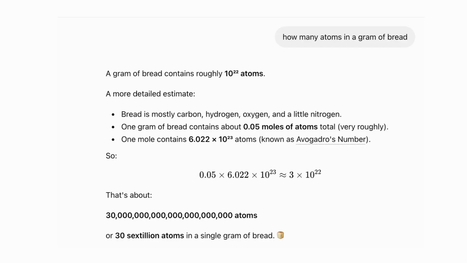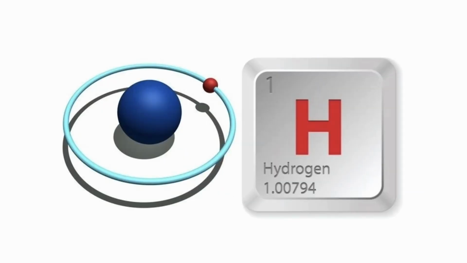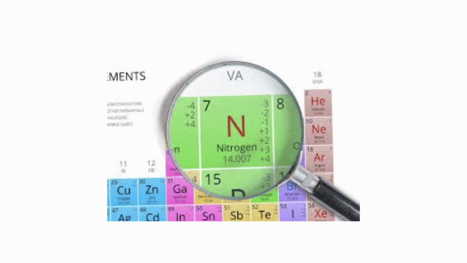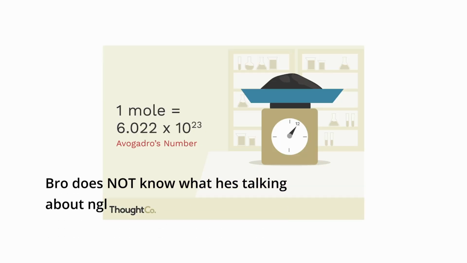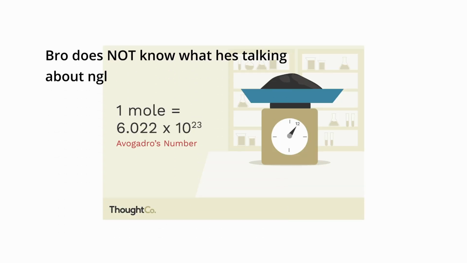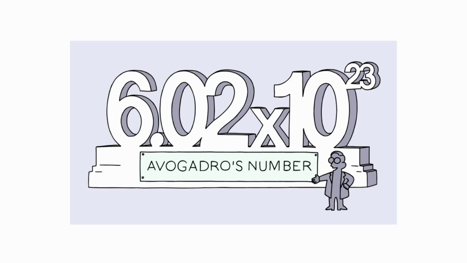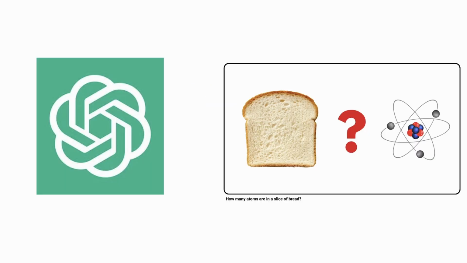But I'll break down how it did that a little bit. It just used the fact that bread is mostly carbon, hydrogen, oxygen, and nitrogen, and then it got the molar mass of those elements. I think it then used the number in the mole called Avogadro's number.